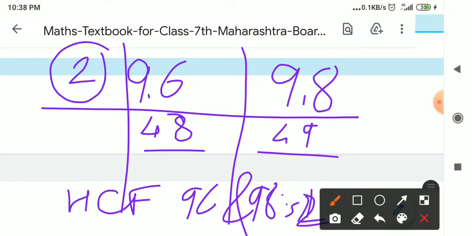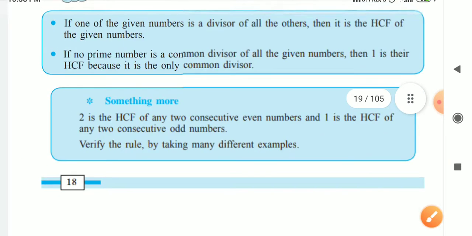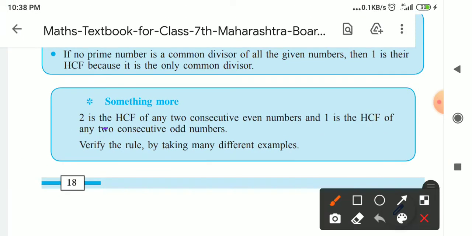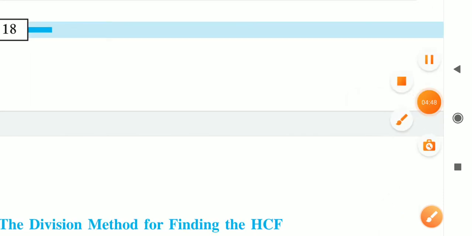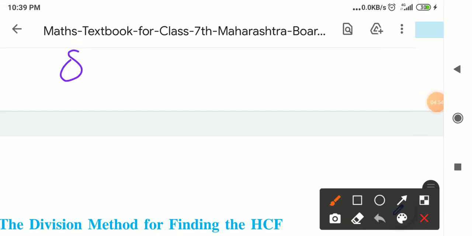So in this way we understood that the HCF of two consecutive even numbers is 2. Next, 1 is the HCF of consecutive odd numbers. If I write here 81, and suppose I write here 83.